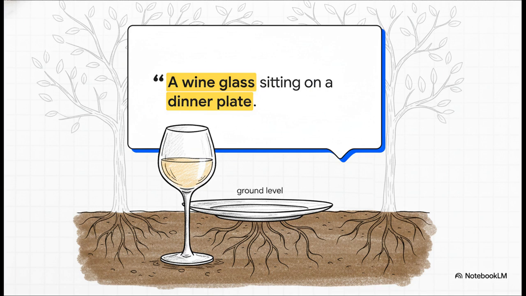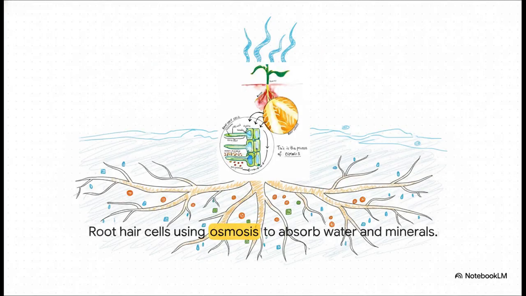99% of a tree's roots do not dive deep into the earth. They spread out incredibly wide and horizontally, mostly staying in the top 3 feet of soil. Why? Because that's where the oxygen and the moisture are. These shallow roots are heavily specialized to absorb that water from the soil using a process called osmosis. The root cells have extremely thin walls and these elongated hairs just to maximize their surface area.